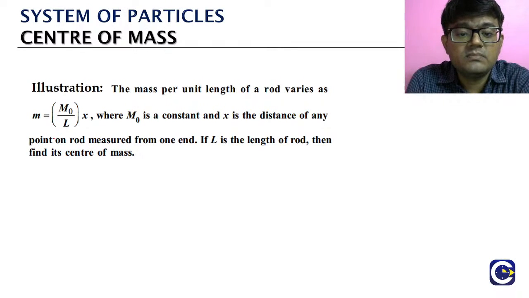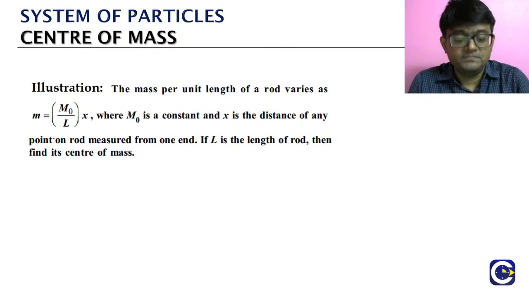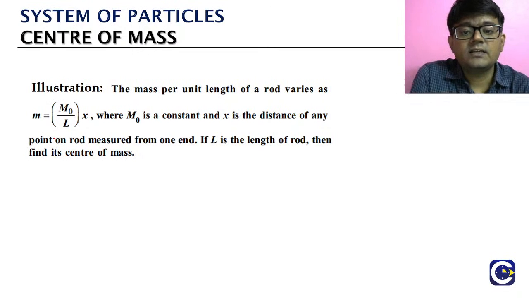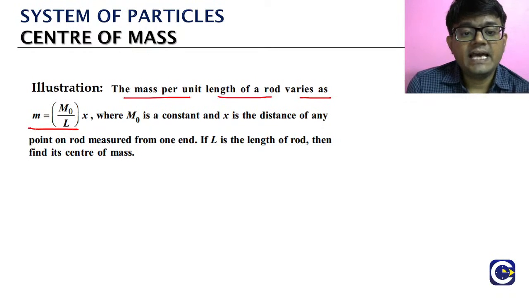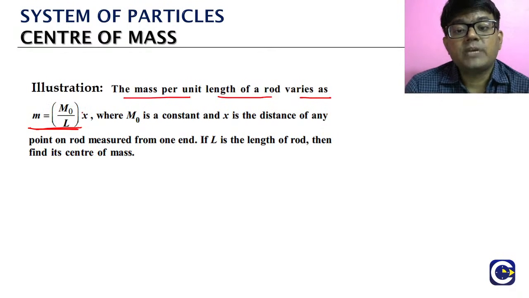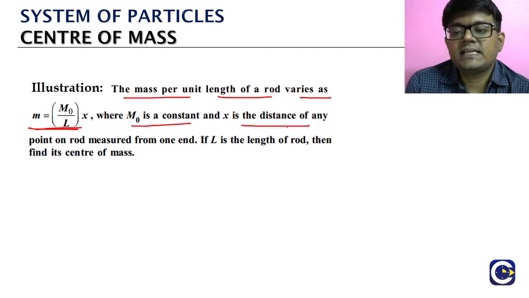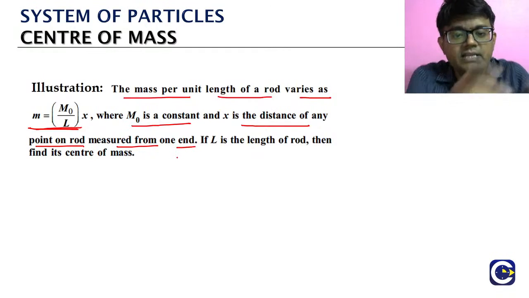They can give us some general question in the madri. What is it? The mass per unit length of a rod varies as m is equal to, then this is the formula for the mass per unit length, m naught by L into x, where m naught is a constant, x is the distance of any point on the rod measured from the one end. Or end landu we are measuring the distance of the point from the one end of the rod.